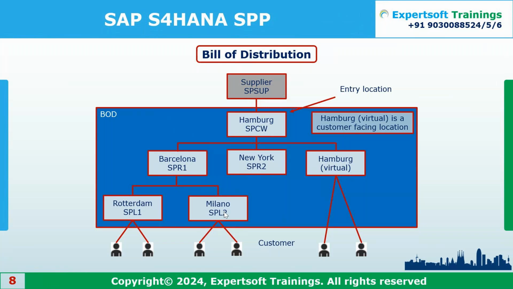So I think it's clear what a BOD is. Before the BOD, we define the hierarchy. Hierarchy is basically the level of the BOD. For this, we can see three levels: one, two, three. So we have to define what the hierarchy of the BOD will be, and according to that, we create the BOD in the SPP system. Hope this is clear.